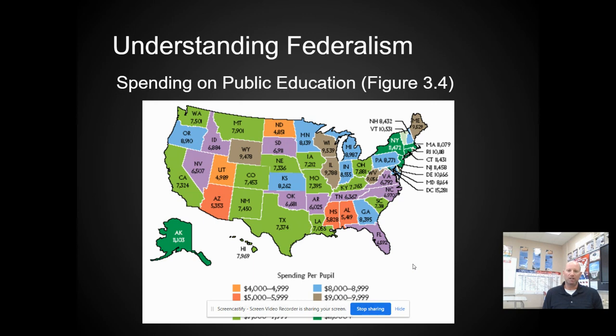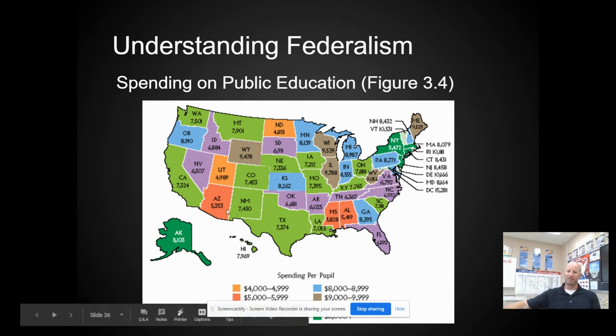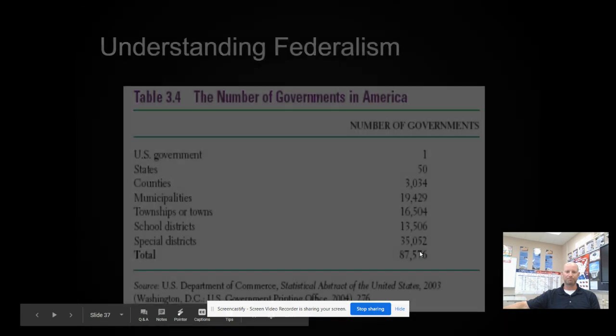So you can see how much they spend per pupil, and it makes a big difference, right? And again, these are really old graphics, but you can see different states spend different amounts of money on each individual student when it comes to education.